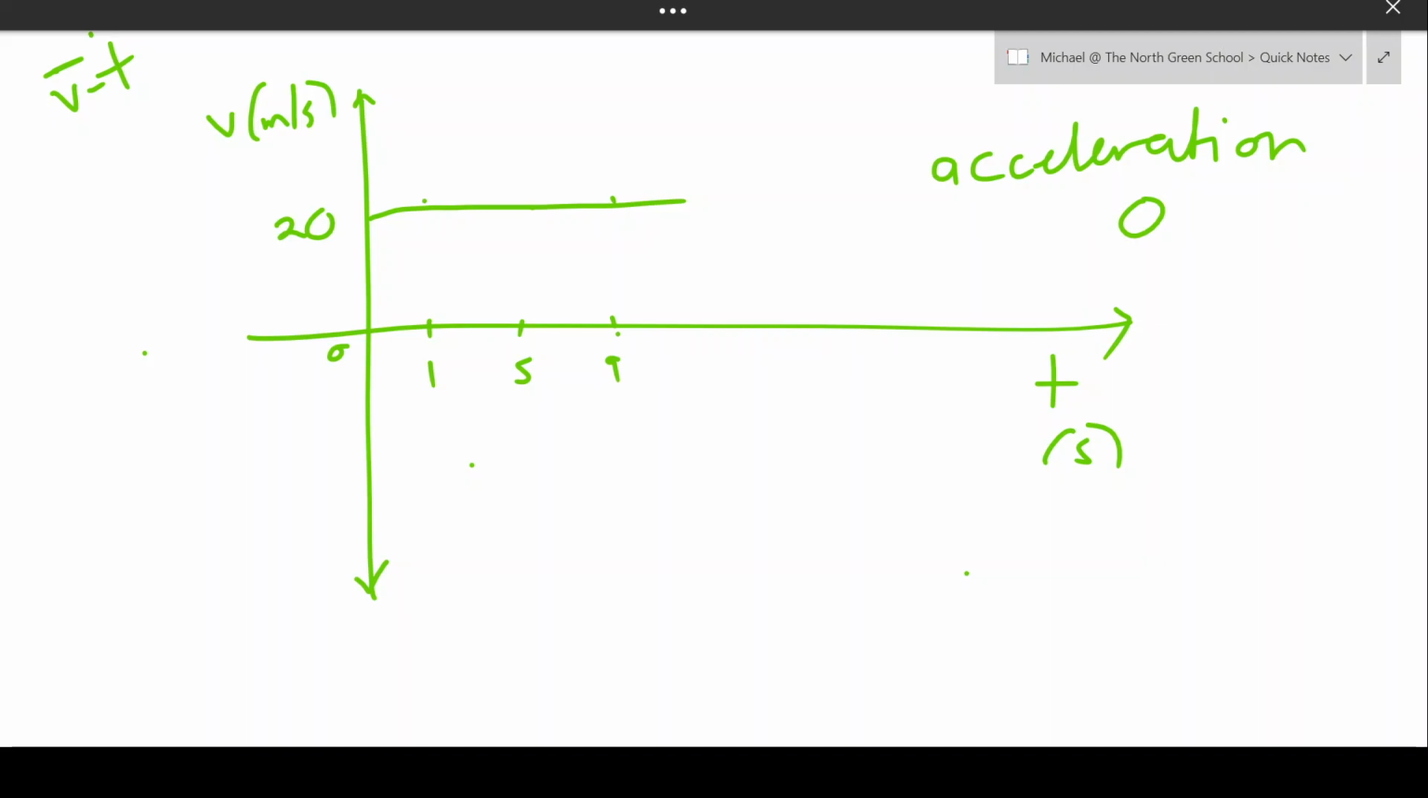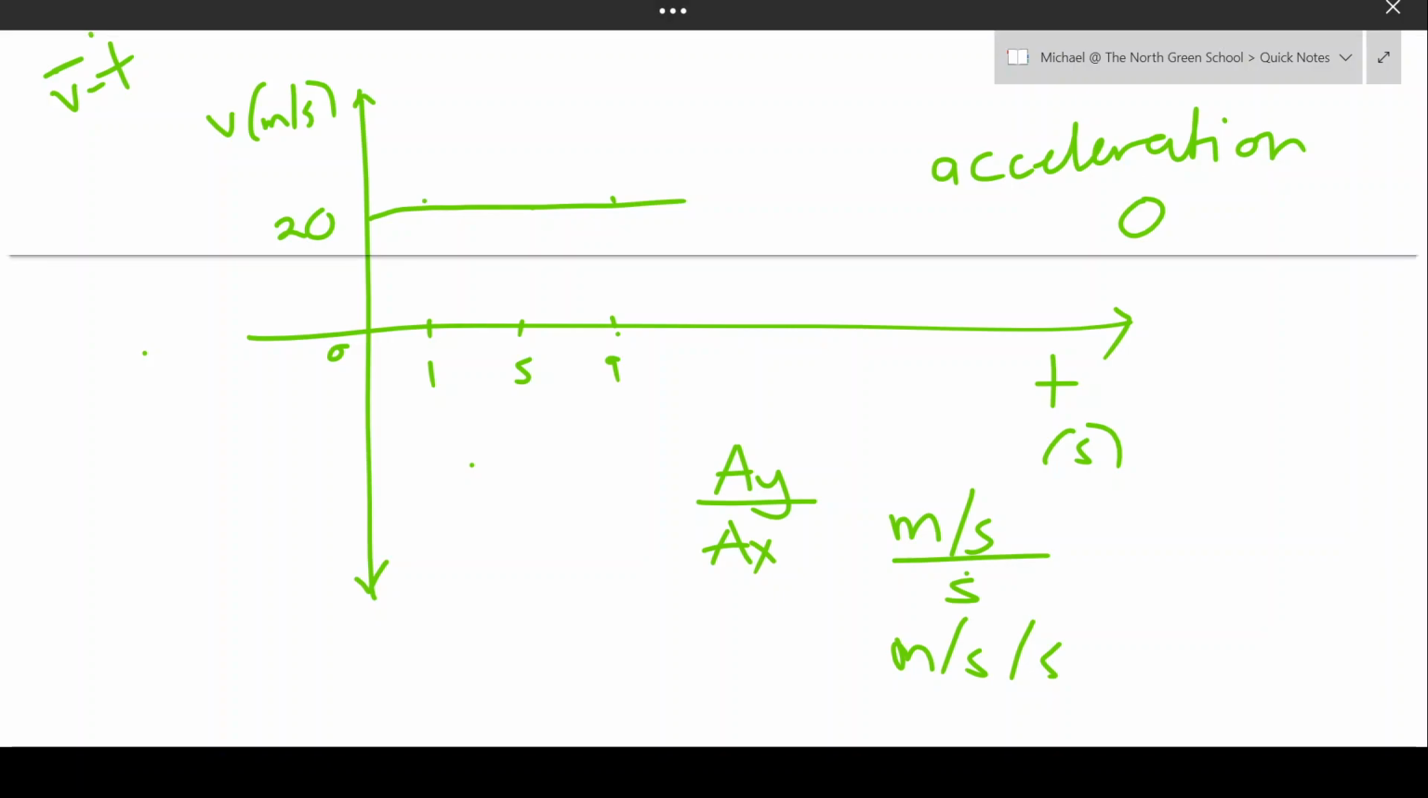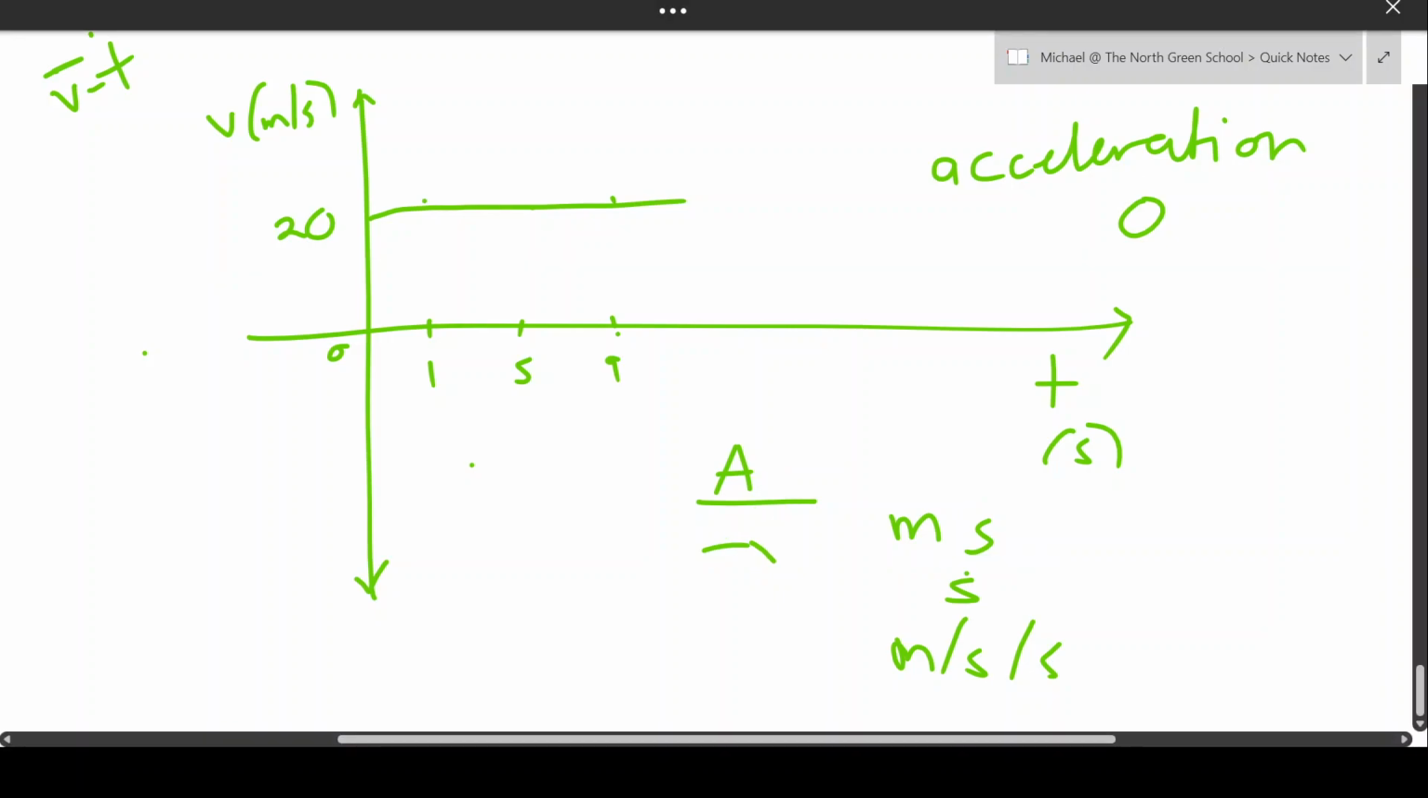So the gradient is the change in y divided by the change in x. What's the change in y here? We're getting meters per second, and we're dividing it by meters per second minus meters per second. That would be the change in y, because the y-axis is meters per second. The change in x would be in seconds. So our unit will end up being meters per second squared, and that is the unit for acceleration. And that's something quite important, the fact that the gradient here is acceleration.